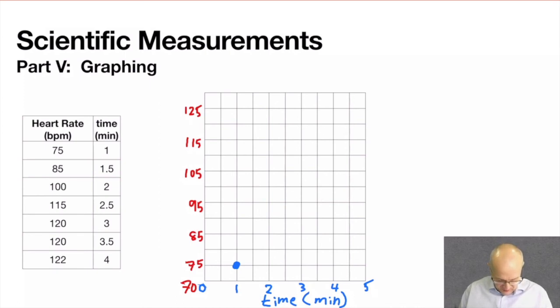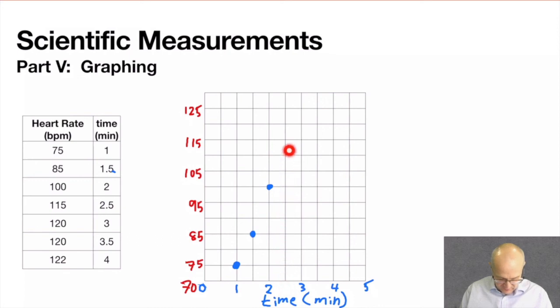Next, time 1.5. It's right here, 85. So now we have to put a line here. Or sorry, pardon me, a dot here. There we go. Time 2 minutes, which is right here. 100 beats per minute. So now we've got to go a little higher. So there's 100. So it's 95, 100, 105. So 2 minutes, put a dot right there. There we go.